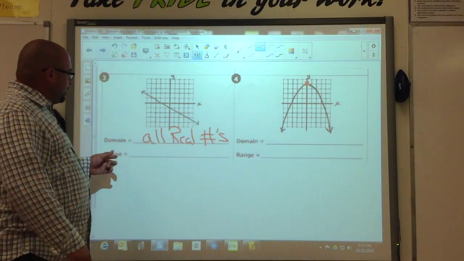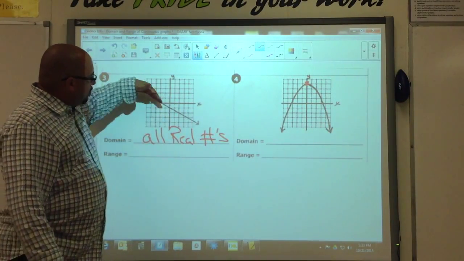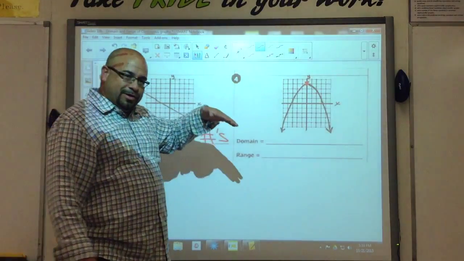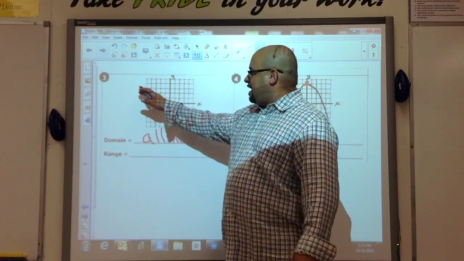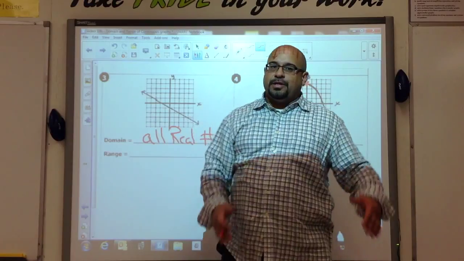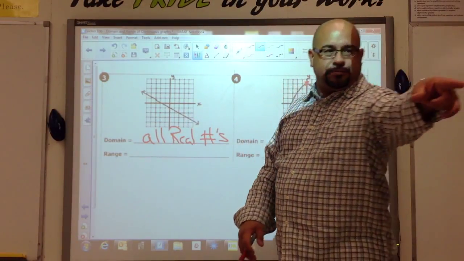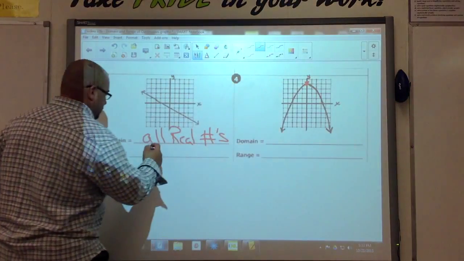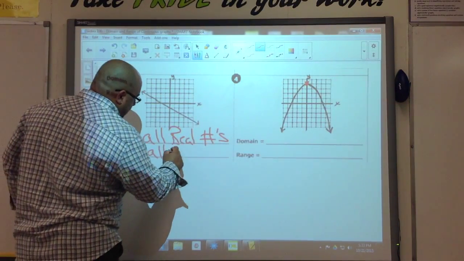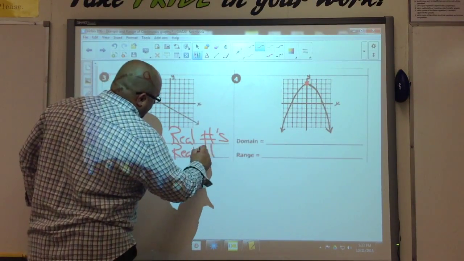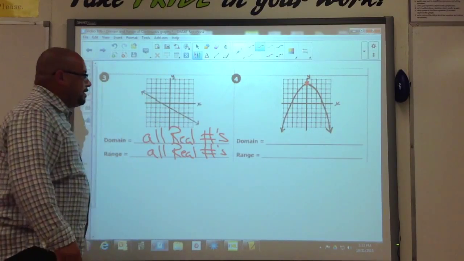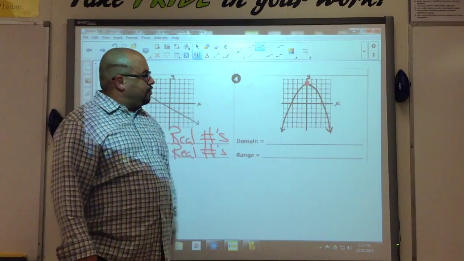And the range, notice as the line's going from left to right, it's also going down. And on this side, it's going up. So it doesn't matter because it's still going. What do we call that again? All real numbers. That is correct. Okay? So let's look at example number 4.